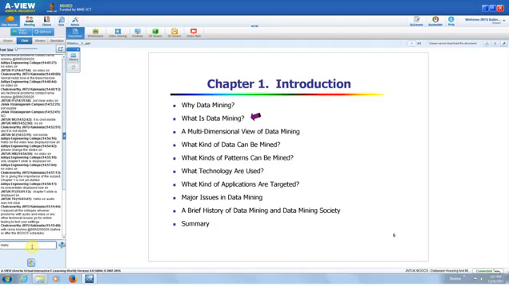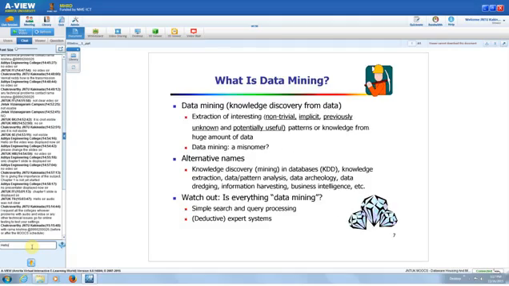So why data mining? What is data mining? The second point we are going to study. Data mining, what is this? He says it is the extraction of interesting, non-trivial, implicit, previously unknown, and potentially useful patterns or knowledge from huge amounts of data.